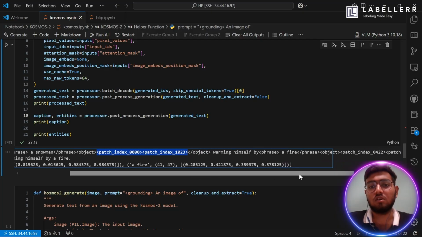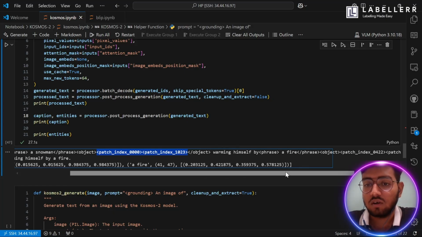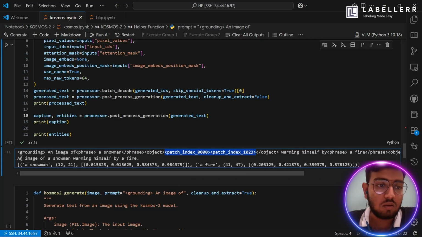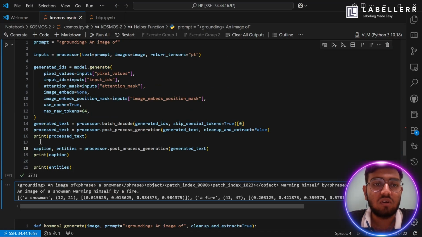and it's giving us a general description of the image: a snowman warming himself by, and there's another object called fire. It is very difficult to read, so you should use true and take the other variables of location in this format, which makes it easier to use further. The model is saying an image of a snowman warming himself by a fire, and the location of the snowman is here. As you can see, this is the bounding box of the snowman, and this is the bounding box of the fire.